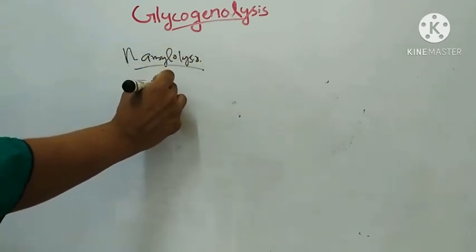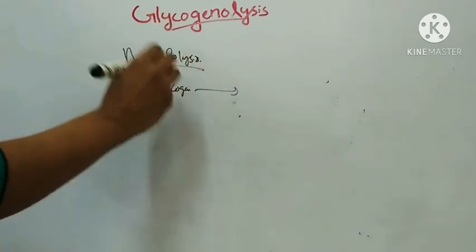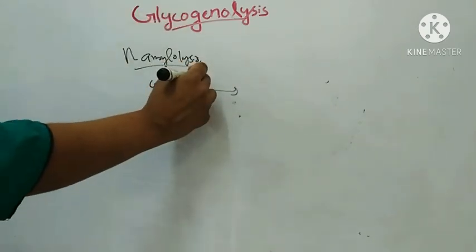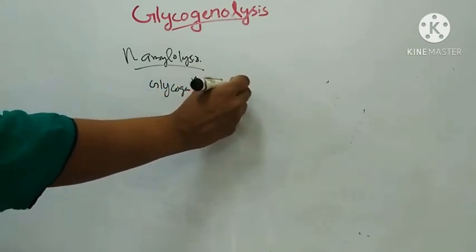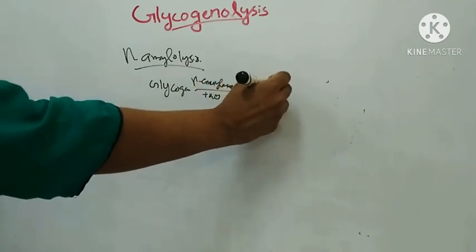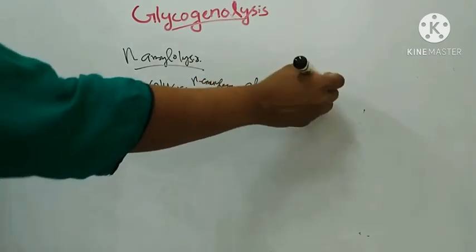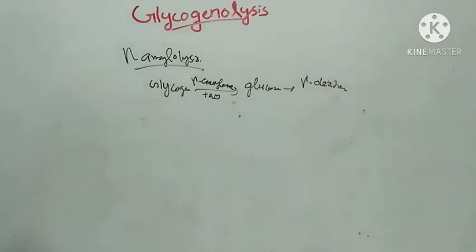Here glycogen is acted on by the enzyme gamma amylase. With water, it is converted to glucose and forms gamma dextrin. Gamma amylolysis occurs in tissues.